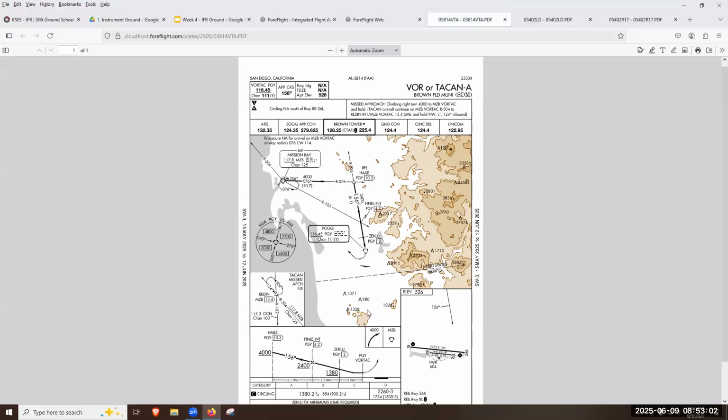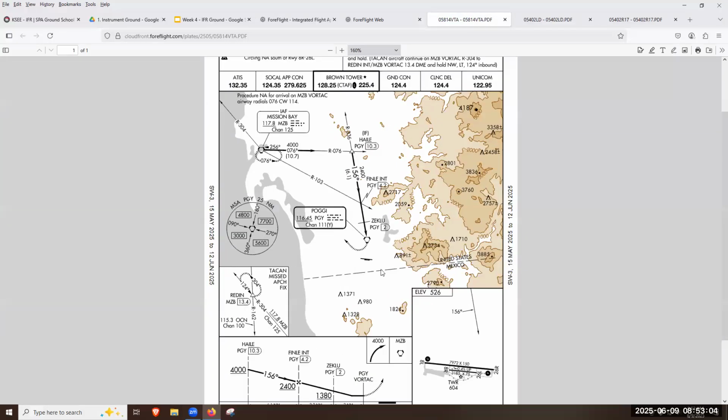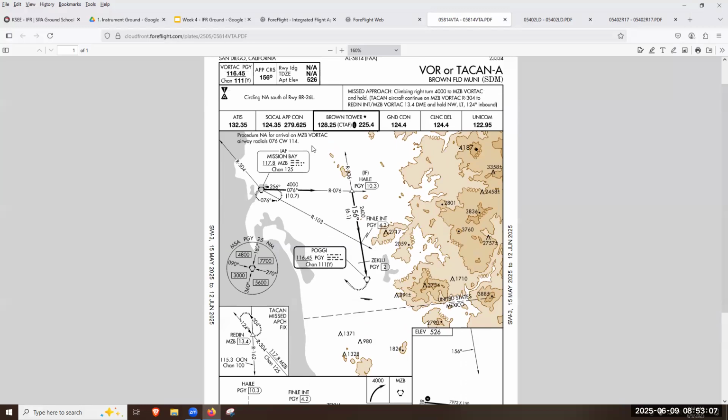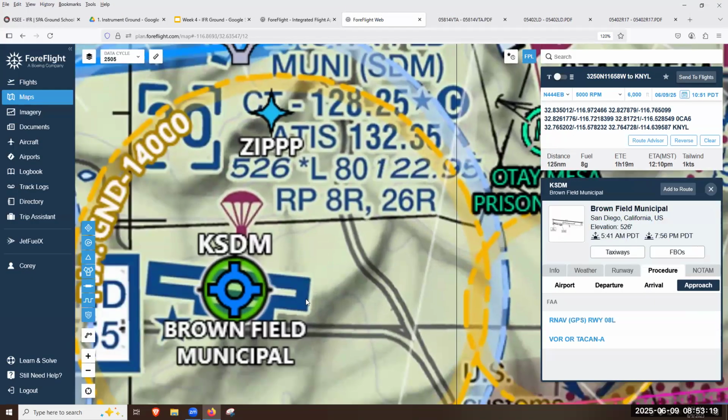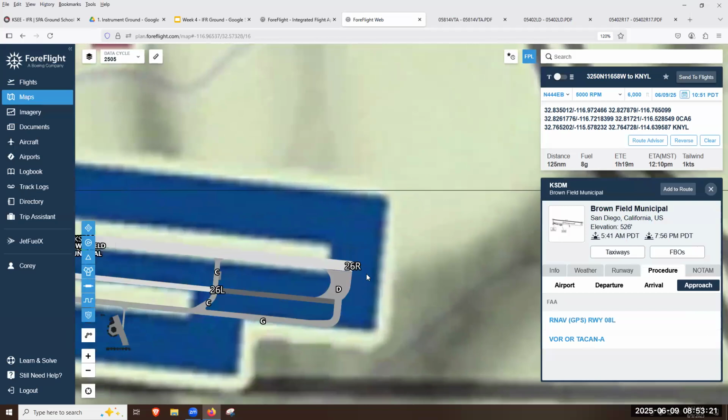Reason number three, VOR Alpha into Brown. Final approach course 156, you're coming down this way, 156. Look at these runways. The runway heading, let's say for here, is 260. 260 minus 156 is 104 degrees. It's more than that 30 degrees. So those are the three reasons why you do a circle to land. Okay, good.